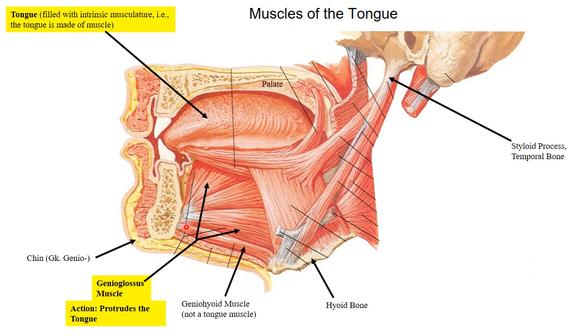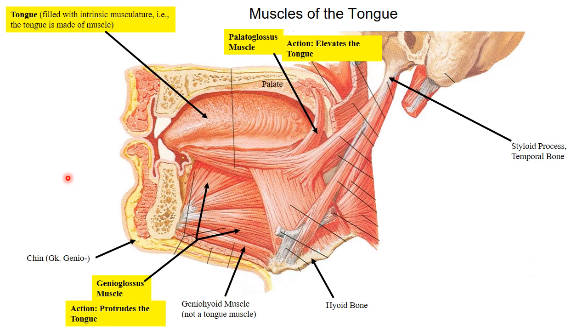Okay, so we have a geniohyoid from chin to hyoid bone, not a tongue muscle, and a genioglossus muscle. It is a tongue muscle. It ends in glossus. That's what that means. And so this right here is it, and that's the prime protruder of the tongue. When I stick my tongue out, I'm using my genioglossus to do that. Its job is to yank on the tongue and shove it out of the face this way. Okay, that's what the genioglossus does.